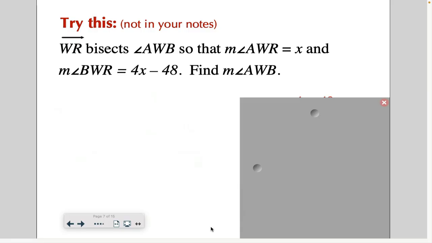Okay, but first I want you to try this question. This is not a construction question. This is just a general angle question. You're welcome to draw a diagram if you'd like, but it's not a construction question at all, so you don't need the compass. But don't worry, we'll get to the compasses very soon.